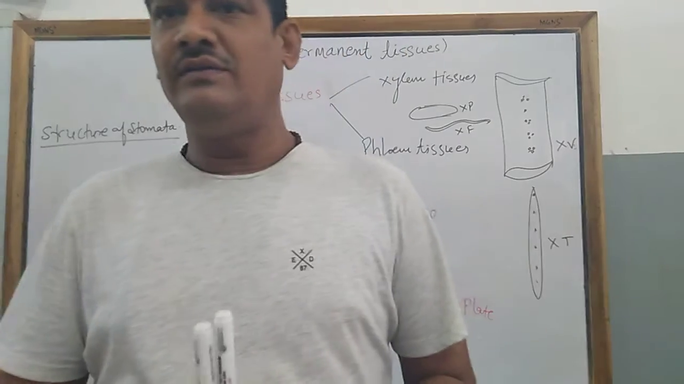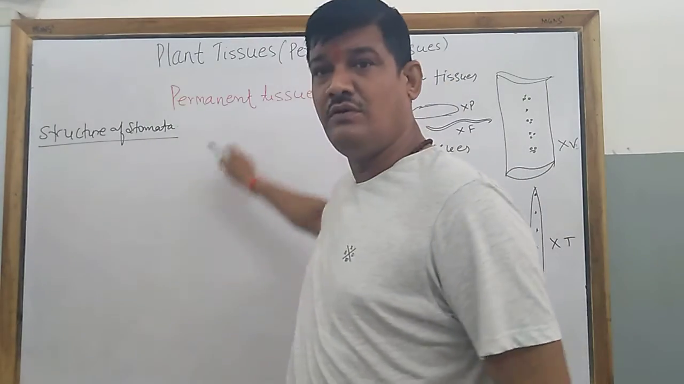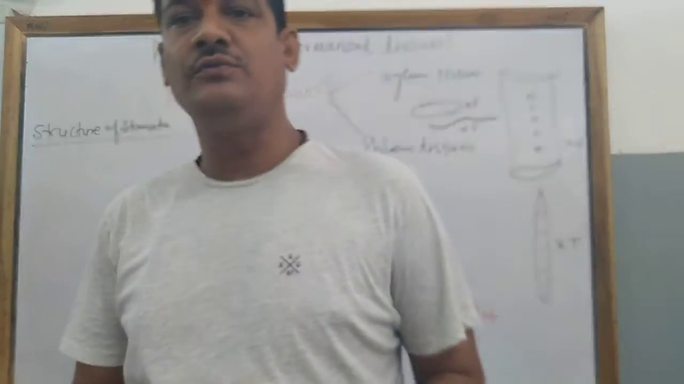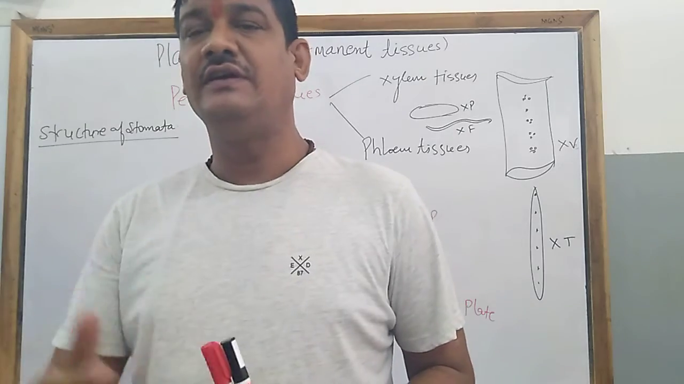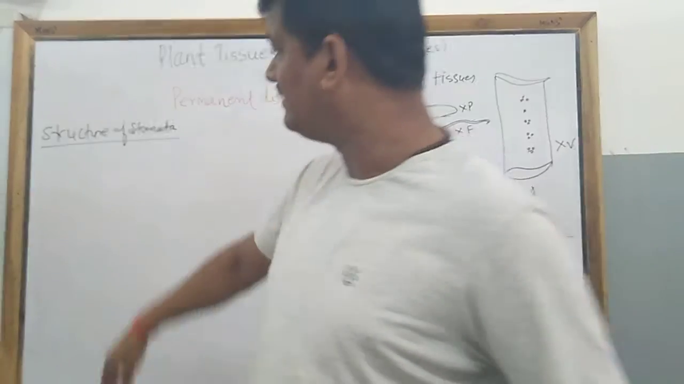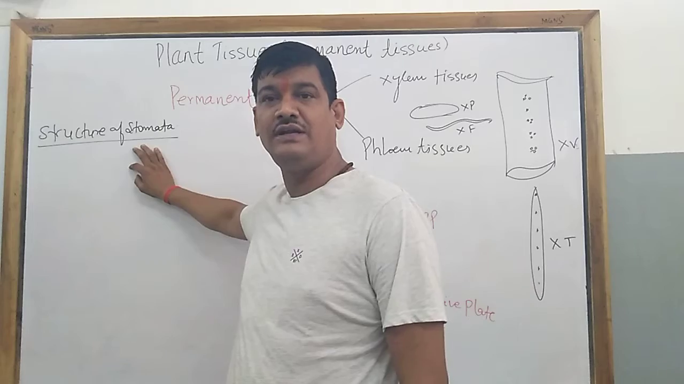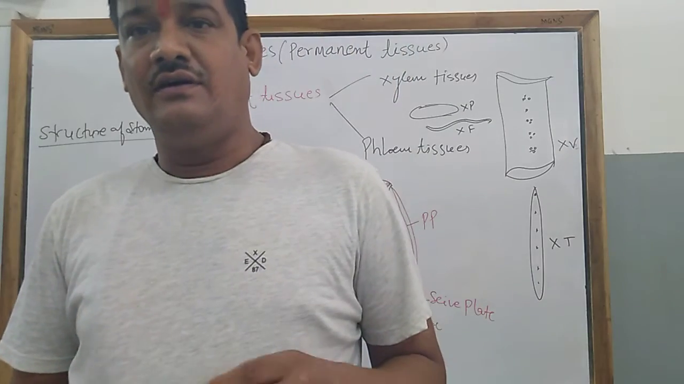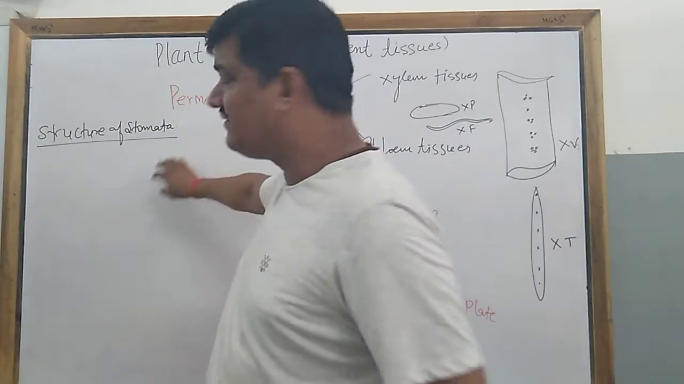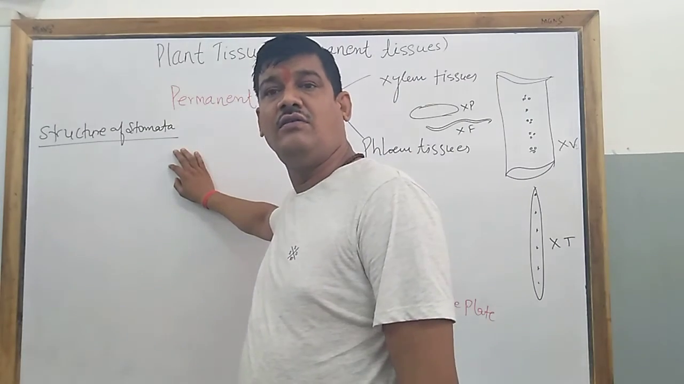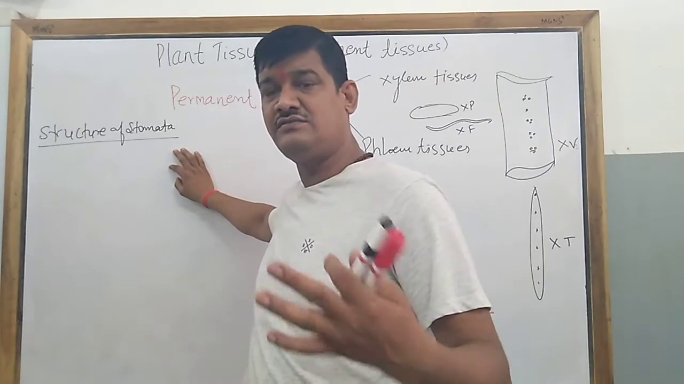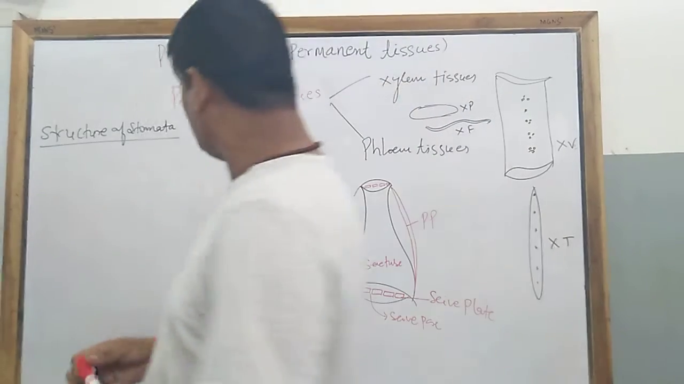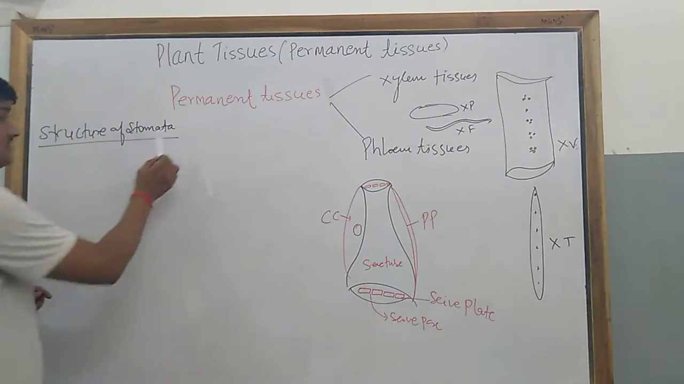Hello student, you will learn today the permanent tissue. But before going to permanent tissue, I would like to share some concept on the structure of stomata. And this stomata is present on the margin of the leaves and some of the stems, that is the green stems. So the structure of stomata.